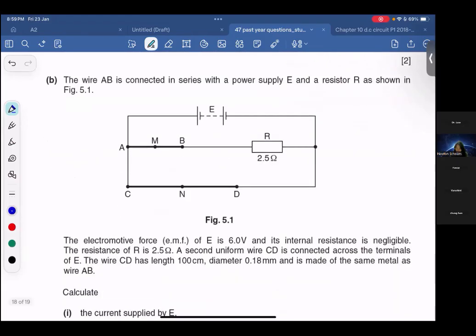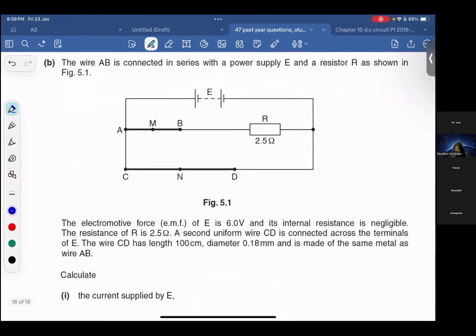So here, can we go to the B? Okay, can you hear?